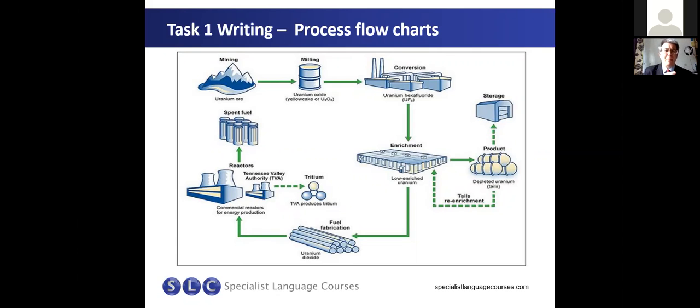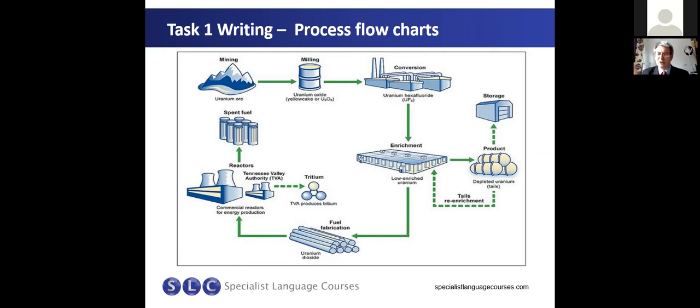So mining of uranium ore. Okay. Milling uranium oxide. Okay. Then to conversion into uranium hexafluoride. You're not supposed to know what these mean. We can use the words from the diagram. Enrichment. I get the feeling that this is about something nuclear.